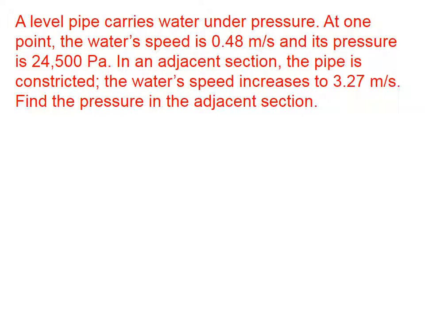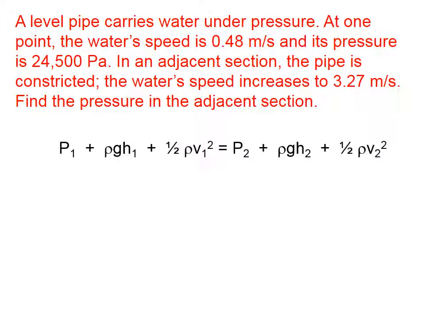So here's our problem. A level pipe carries water under pressure. At one point, the water's speed is 0.48 meters per second, and its pressure is 24,500 pascals. In an adjacent section, the pipe is constricted. The water's speed increases to 3.27 meters per second. Find the pressure in the adjacent section.